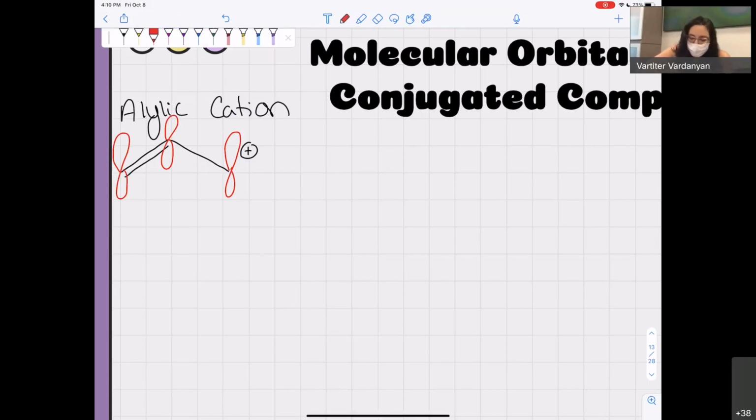So now the positive charge is empty, right? So plus means this orbital is empty. Minus means that there's 2 electrons. And a radical means that there's just 1 electron.